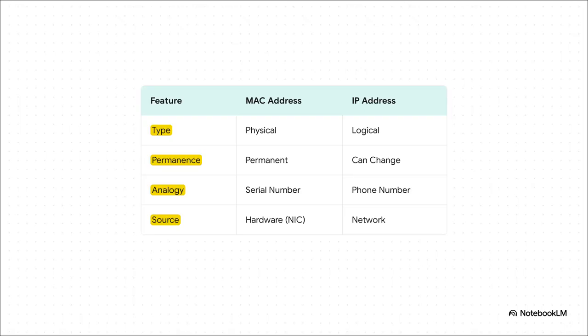So here's the bottom line, the thing you really need to remember. The MAC address is physical. It's baked into the hardware. It's permanent. The IP address is logical. It's assigned by the network, and it's temporary. Your computer has both, and it needs both to communicate.